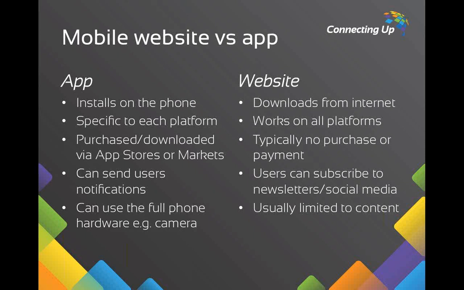Apps allow you to send users notifications when an event might be happening or a particular fundraising drive or something similar. Whereas a website, you can obviously allow users to subscribe to newsletters or connect to you via social media, just like you would on a normal website. And an app gives you the ability to use the full phone hardware, like the camera, the GPS, the location features, things like that. Whereas a website is usually limited to content. That won't be the case for much longer though. They're continuing to make strides in this area.